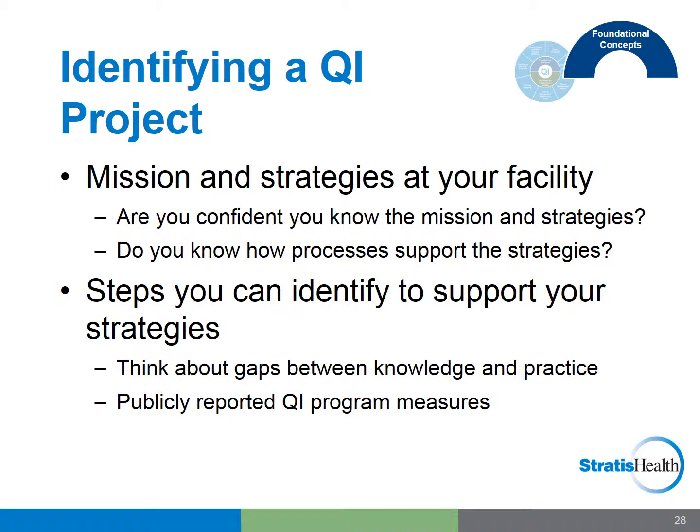Here are a few steps you can take to further identify QI project opportunities. Start thinking about gaps between knowledge and practice and how you might narrow that gap using QI methods in this course. You might also want to focus on processes that impact state or nationally reported quality measures that your organization has chosen or is required to report on. As mentioned earlier, you don't want to just dive in and start doing a project without considering the impact and alignment of your quality improvement work, and how it fits into the mission, strategies, and public-facing measures that are top priorities at your organization.